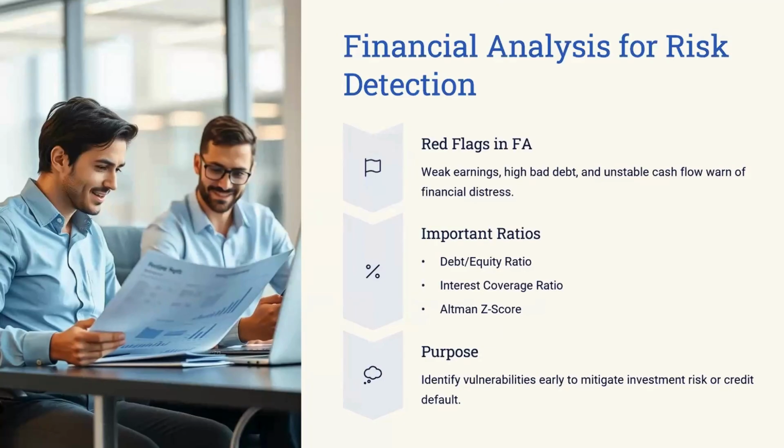Second one is important ratios. Several financial ratios are particularly useful for risk detection. First is the debt to equity ratio, then the interest coverage ratio, and Altman's Z score. The debt to equity ratio measures the proportion of debt financing relative to equity. A high ratio can indicate a significant financial risk. Second, the interest coverage ratio indicates a company's ability to pay interest on its outstanding debt. A low ratio suggests difficulty meeting interest obligations. Altman's Z score is a formula that predicts the probability of a company going bankrupt.